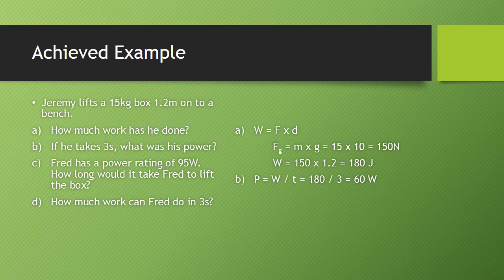If he takes 3 seconds, what was his power? Well, we simply use the power equation, which is work divided by time. We substitute in the work value, we divide it by the time, and we get an answer of 60 watts.